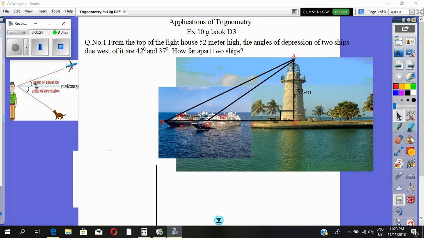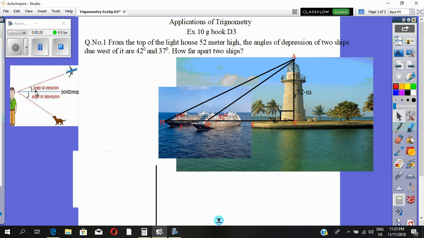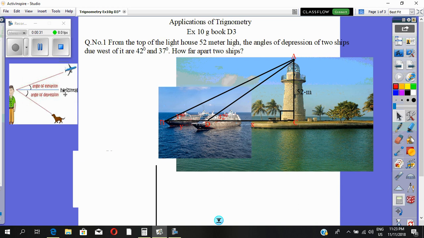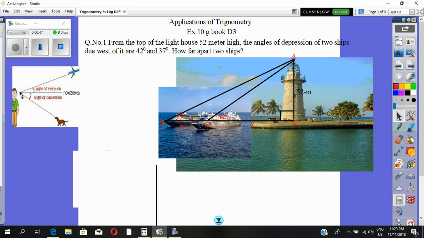In this figure, we have the normal or the horizontal line, and when you're supposed to look upwards at the aeroplane, that is the angle of elevation. And from the normal or horizontal line, when you look downwards, then the angle of depression is here.